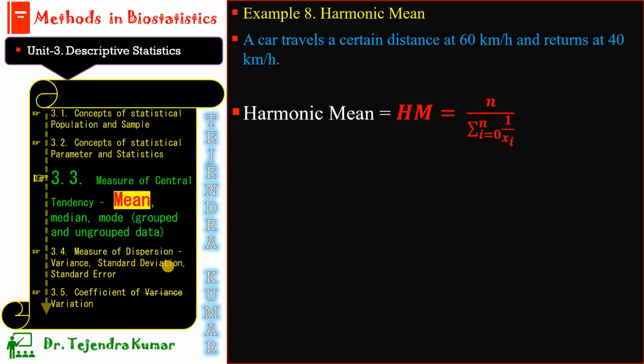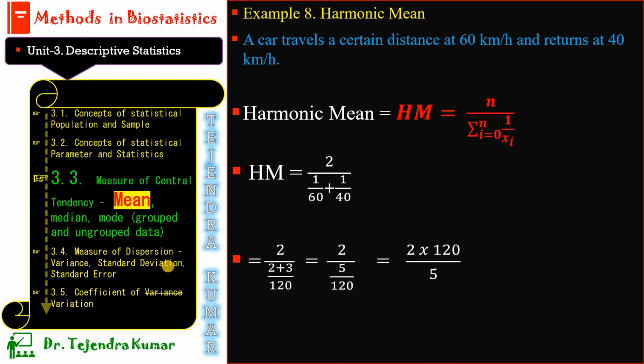So HM is equal to n divided by summation of 1 by xi. Here I, we have taken the range i is equal to 0 to n. HM is equal to 2 divided by 1 by 60 plus 1 by 40, is equal to 2 divided by (2 plus 3) divided by 120. So the answer is 2 divided by 5 divided by 120.